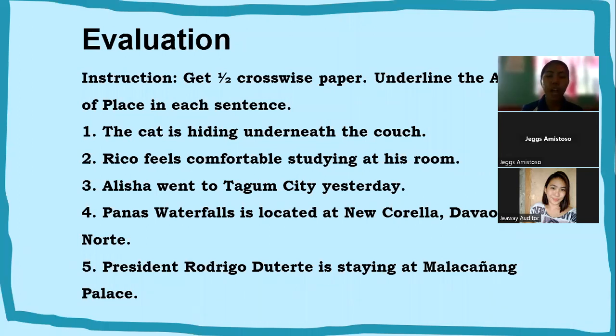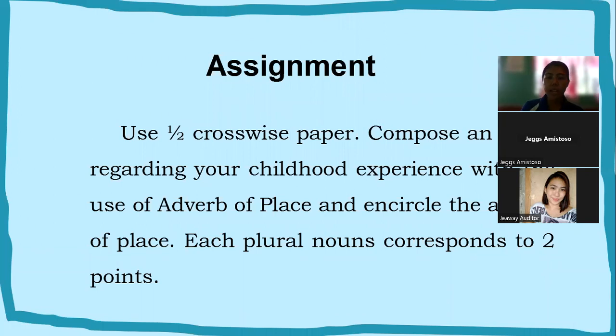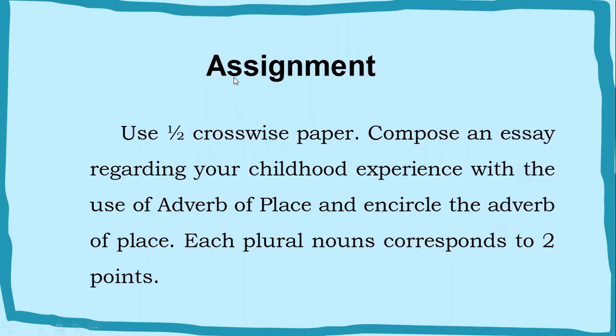And after you answer, you pass your paper in our Google Classroom. Okay? Okay, I think we are done answering. Let's go to your assignment. Okay, for your assignment, use one half crosswise paper. Compose an essay regarding your childhood experience with the use of adverb of place and encircle the adverb of place. Each adverb of place corresponds to 2 points.